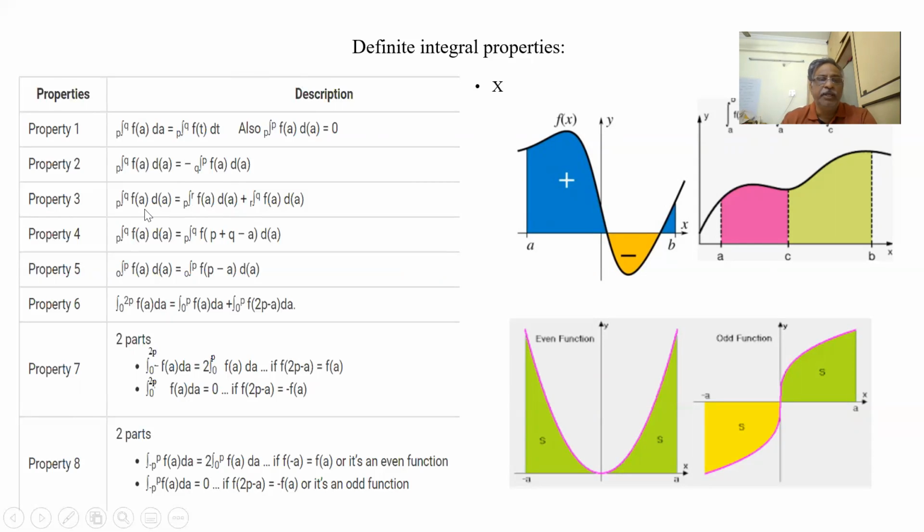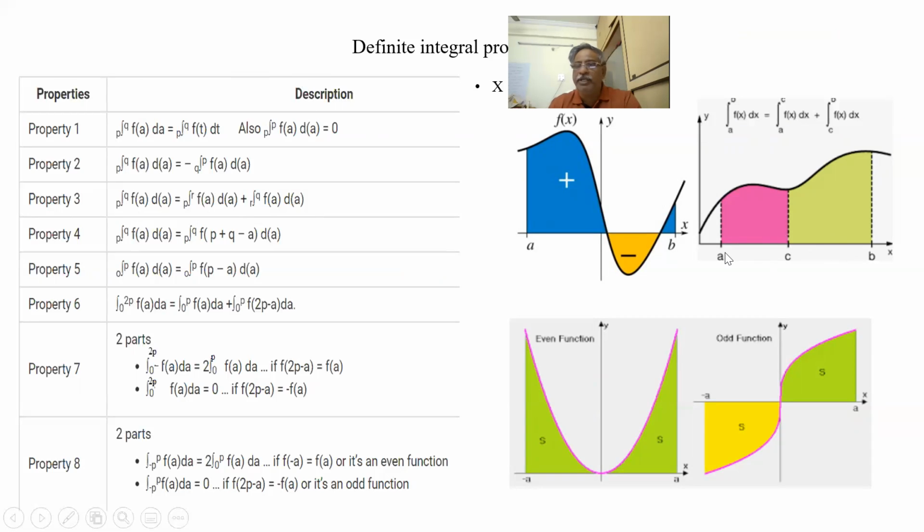Let us see property 3. Integral P to Q f of a dA can be represented as two parts. Suppose this one, integral A to B, can be written as integral A to C plus integral C to B. I am totally adding the area. In place of adding the entire area, suppose this is one curve up to this point, and there is another curve from this point. In that case, I can add it in two parts, A to C plus C to B, because it's continuous. There is no gap here after C. This is a continuous curve. So A to C plus C to B is equal to A to B, the total area.